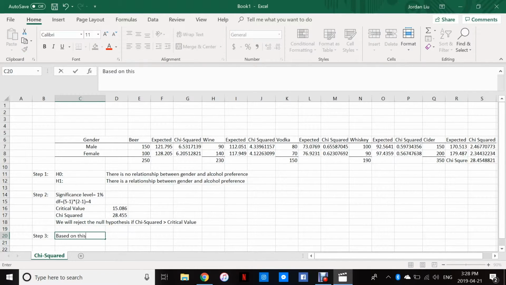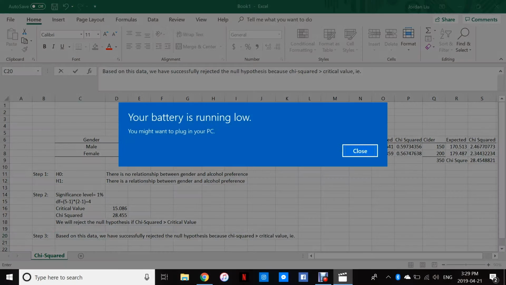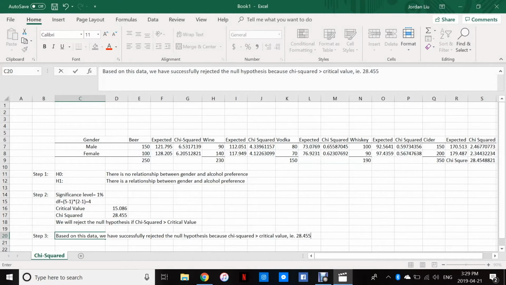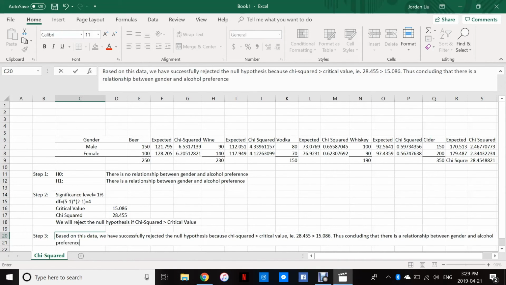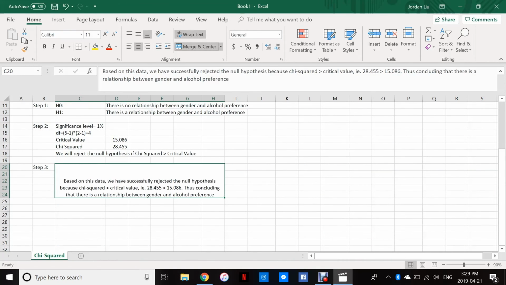Okay, for step 3, which is the last step, we will be stating our conclusion. Based on this study, we have successfully rejected the null hypothesis because the chi-squared value, which is 28.455, is greater than the critical value, which is 15.086. Thus, concluding that there is a relationship between gender and alcohol preference.